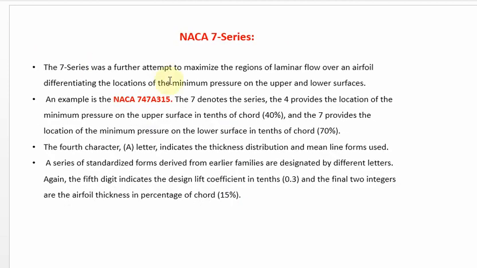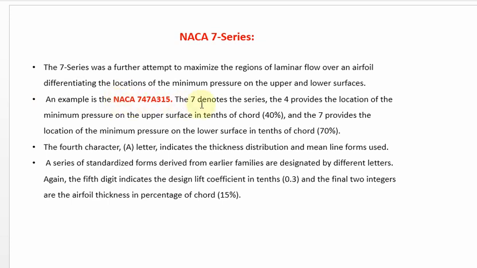The next one, NACA 7 series. The 7 series was a further attempt to maximize the region of laminar flow over an aerofoil, by differentiating the location of the minimum pressure on the upper and lower surfaces. Here we are taking the example NACA 747A315. This example we are going to consider for explaining the numbering system.